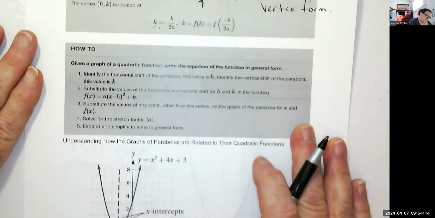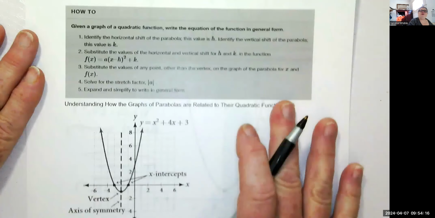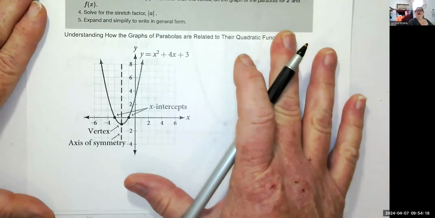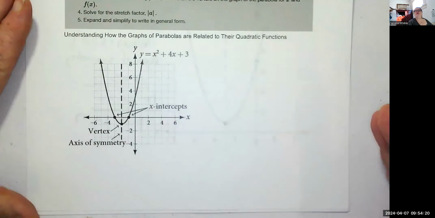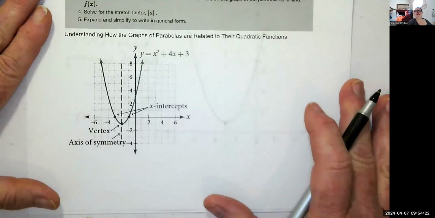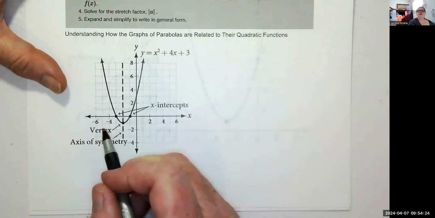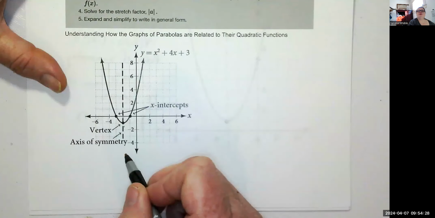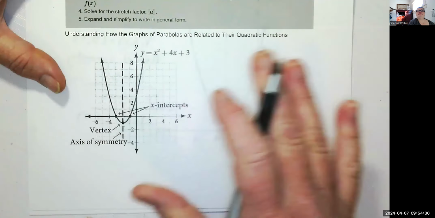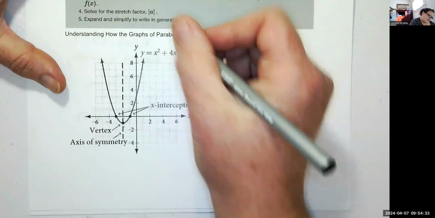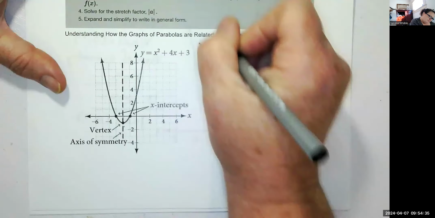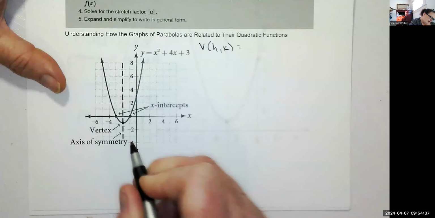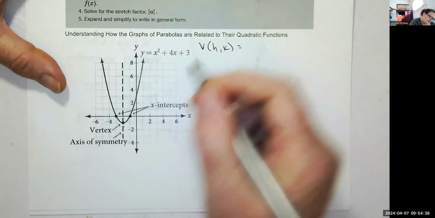You can read the how-to if you'd like to. I'm going to come down here and let's just find this in the vertex form. I don't think I did this in the class, but I want to do it here. So we do have a vertex, we have x-intercepts, we have an axis of symmetry. Let's just find out what all of these things are. So our vertex is (h, k). h is 2, k is -2.